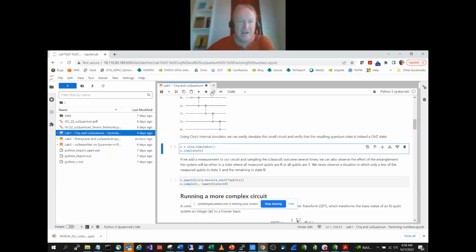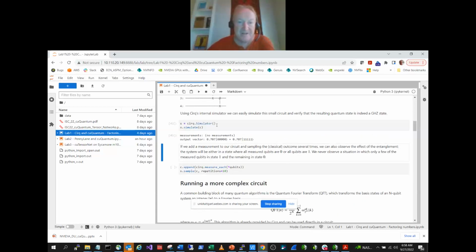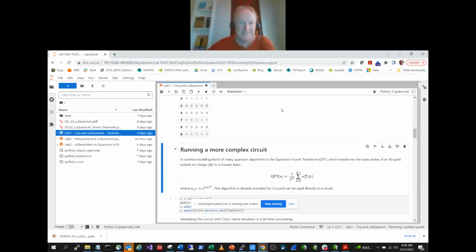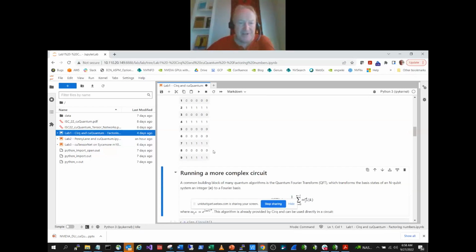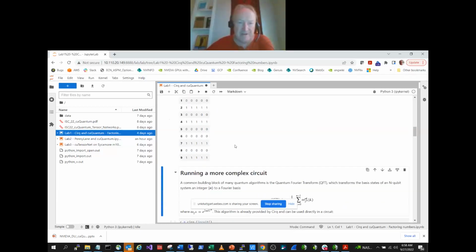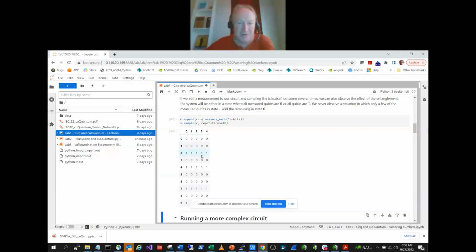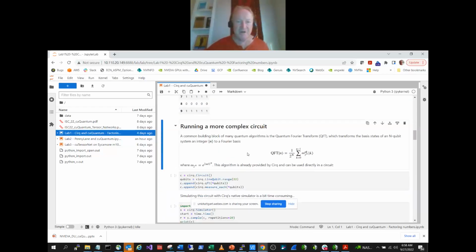Then we get down here and create a simulator. Now we have a circuit and we want to simulate it. Circuit simulator gives me a simulator handle. So now we're going to do a measurement. As you can see, we've got a 50-50 chance of having 0 or 1, but 100% of the time we agree. And that's the entanglement principle that's got us all excited here. So we'll go on to the next example.